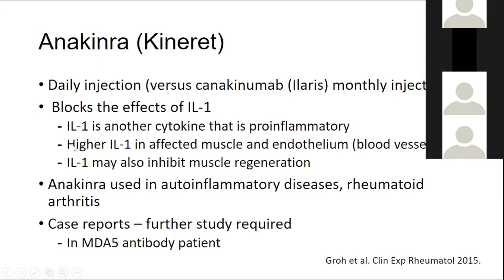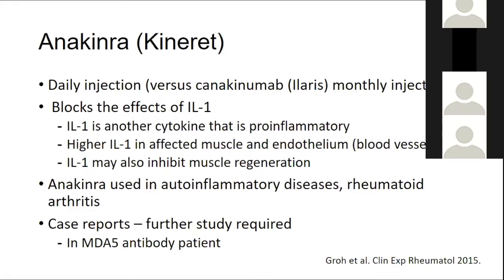So IL-1, again, is an inflammatory cytokine, and we've found IL-1 to be elevated in affected muscle and the walls of blood vessels in patients with myositis. IL-1 can also cause problems with regeneration of healthy muscle tissue. So the thought would be that blocking IL-1 might help patients to regenerate healthy muscle in a more timely and effective manner. We use Anakinra in patients with various inflammatory diseases, including rheumatoid arthritis.